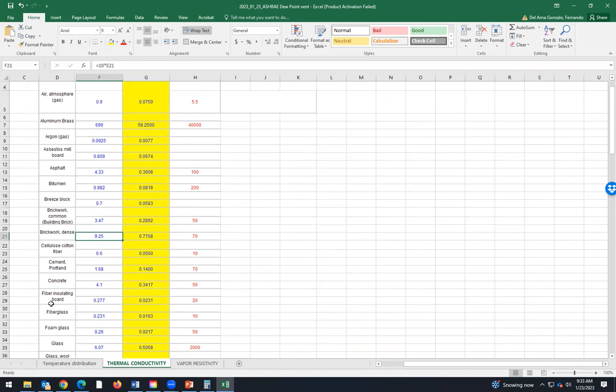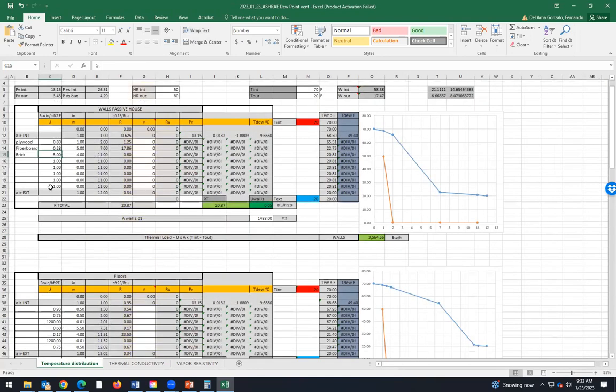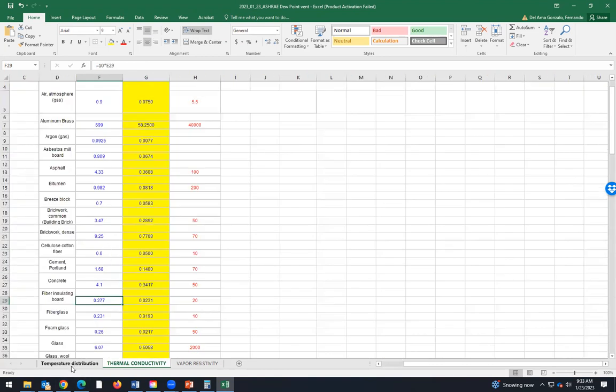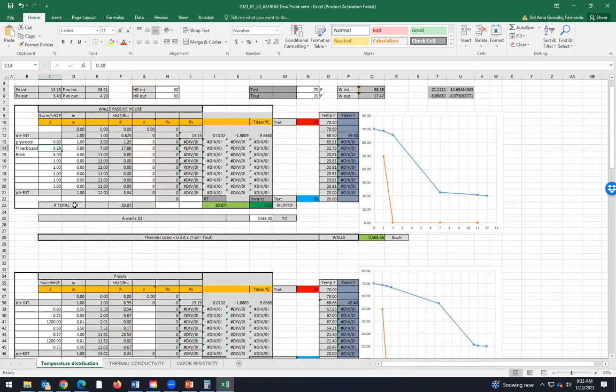This is the fiber insulating board, it's 0.27, and this is the fiber board. Here we have 0.28. So this is 0.277, so I rounded up, and this is 0.28. But what really matters is the difference between the insulating material, 0.1, 0.2, and the solid material that can be 2, 3, 5. So what really makes the difference is this material. And when we have this steep slope, this is the insulating material.